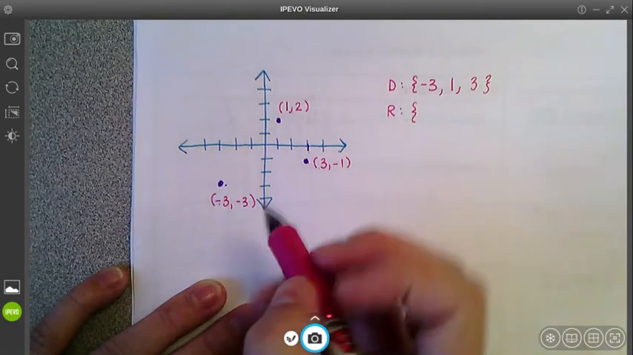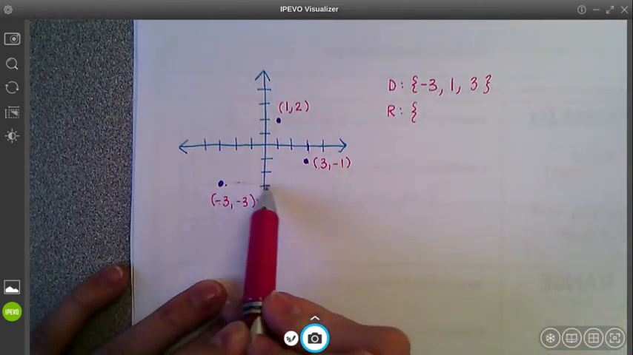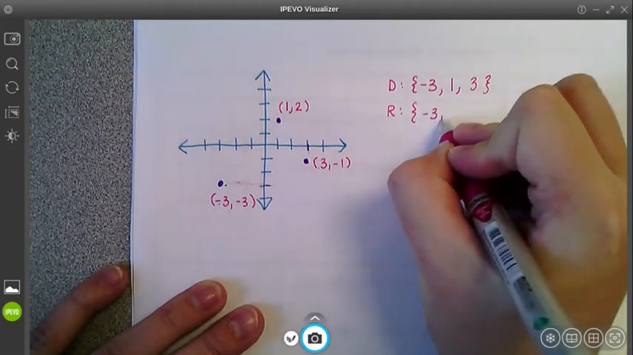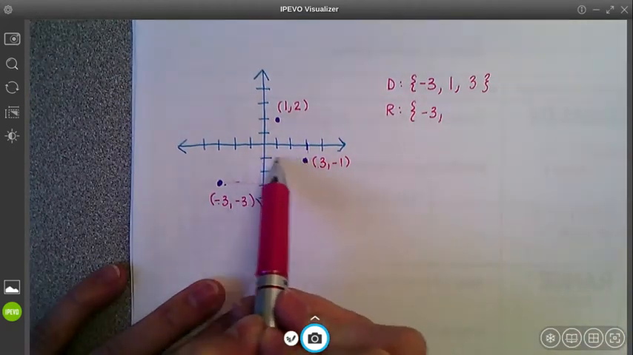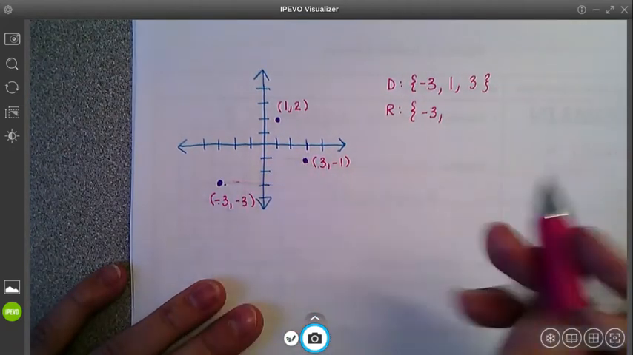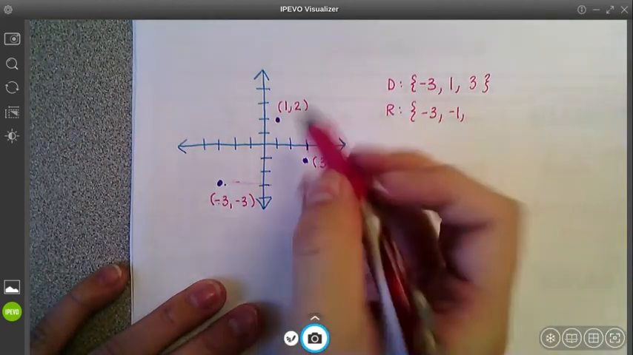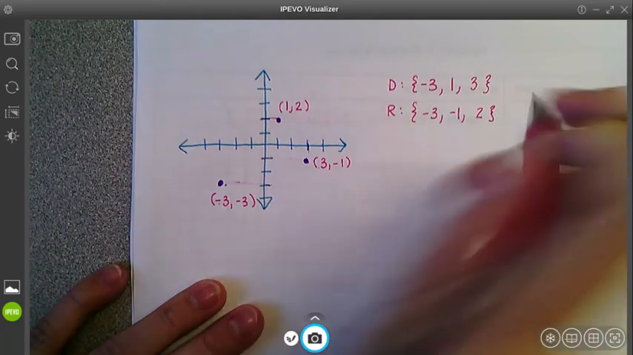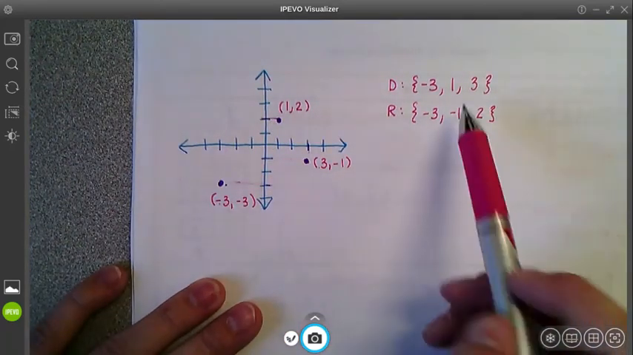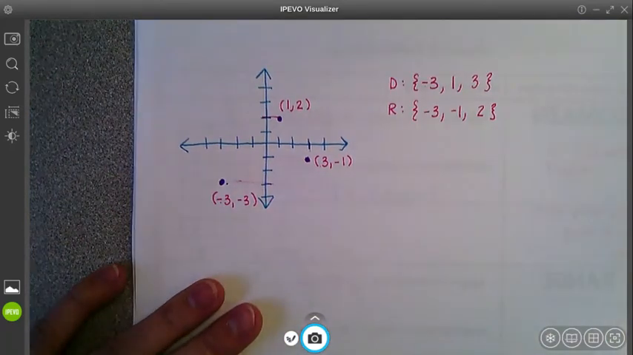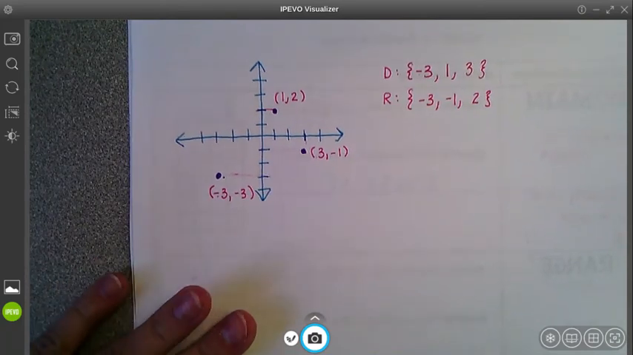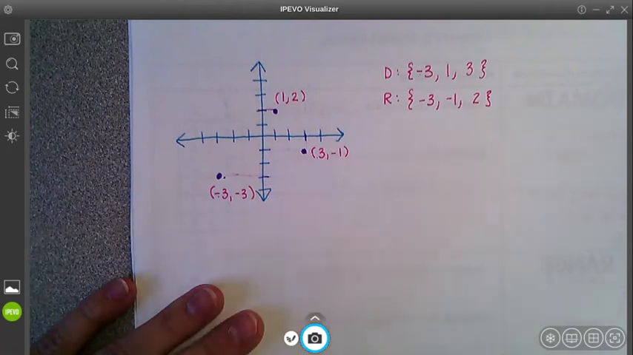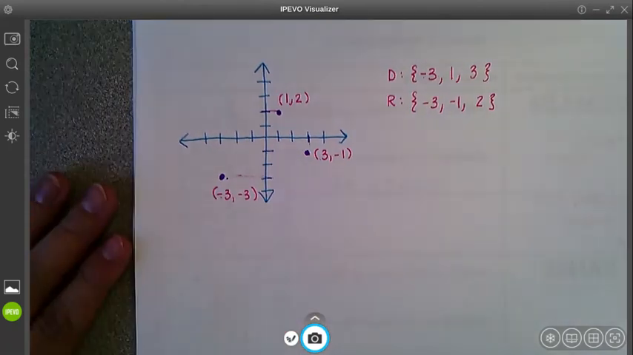For the range, this one has a y value of -3. This one has a y value of -1. And this one has a y value of 2. So when you see just individual points, you just list out the x's and the y's, just like you did before. You're just looking at a different picture. If you have any questions on this, make sure to let me know.